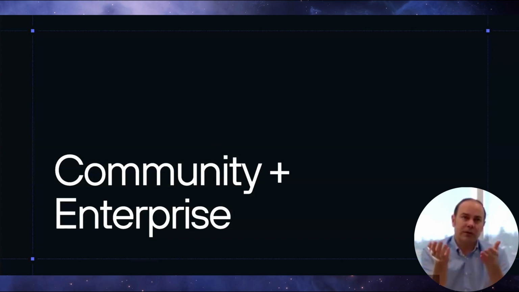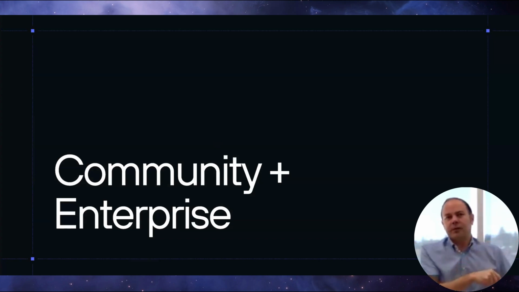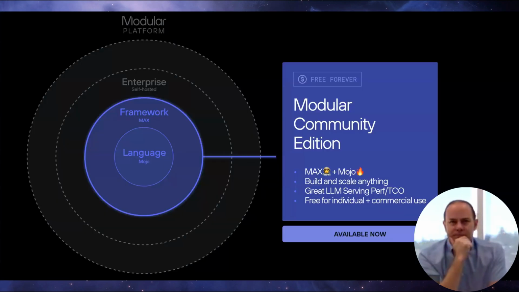Community can mean commercial, but we're dividing community as the free product and enterprise as the paid product in a different way than we did before. And so there's no Max versus Mojo split. We're now thinking about this as a community free product and a paid enterprise product. And so what are we going to do? What we're going to do is we're going to make all of Mojo, all of Max free.